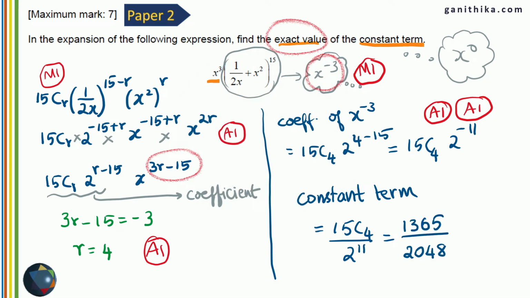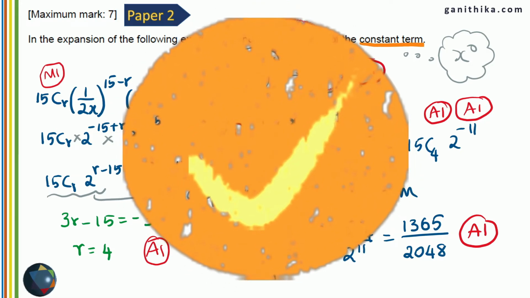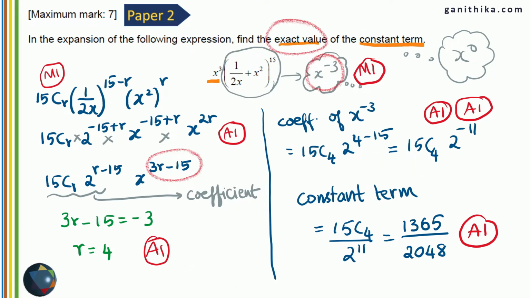So 15C4 using calculator will be 1365. 2 power 11 using calculator will be 2048. Therefore, using calculator, you will get the answer as 1365 divided by 2048, which is the exact value. You are not simplifying this further into a decimal number. That's where you stop here. The difference here is you are still using your calculator, but you are not giving the answer in decimal form.